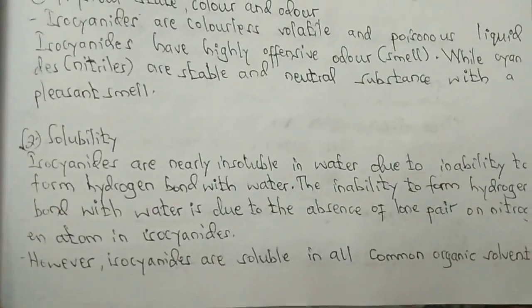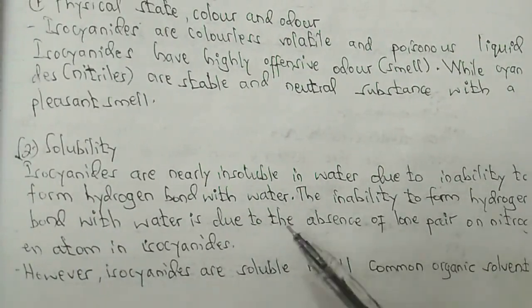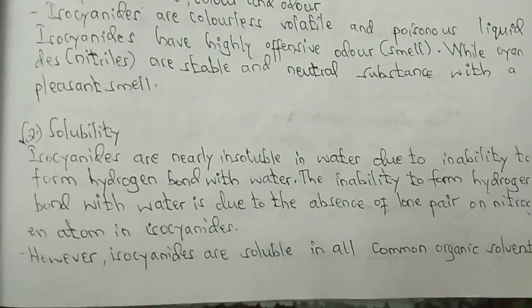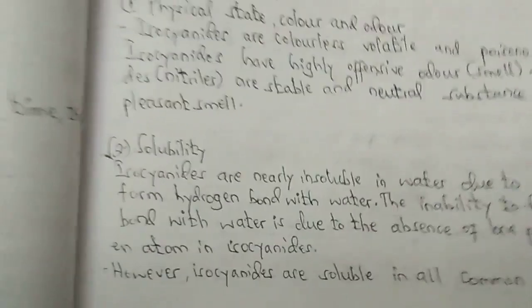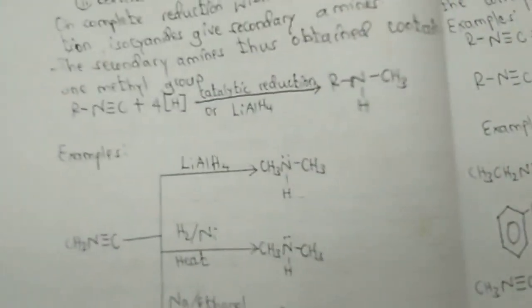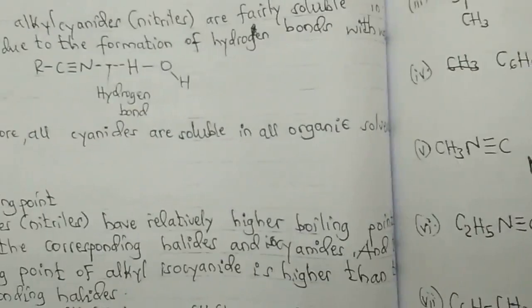Solubility. In terms of solubility, isocyanides are nearly insoluble in water due to the inability to form hydrogen bond with water. The inability to form hydrogen bond with water is due to the absence of lone pair on the nitrogen atom in the isocyanide. You need to understand the concepts of lone pair from your general chemistry so as to understand other concepts katika organic chemistry. However, isocyanides are soluble in all common organic solvents. Isocyanides ziko zinapatikana in all common organic solvents.